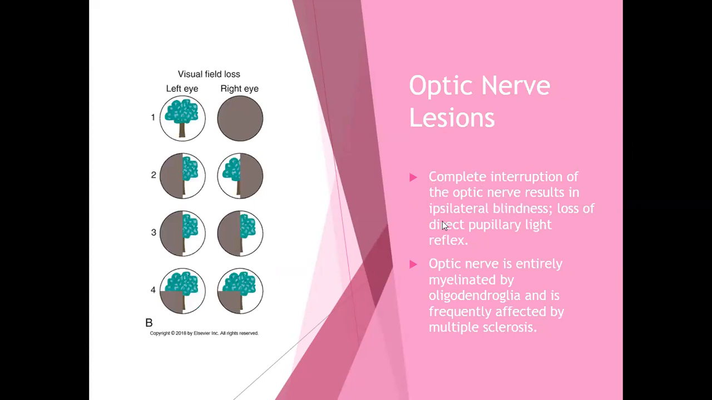Complete interruption of the optic nerve results in ipsilateral blindness on that side and loss of direct pupillary light reflex. So if your right optic nerve has a lesion, you're going to be blind in your right eye. The optic nerve is entirely myelinated by oligodendroglia and is frequently affected by multiple sclerosis. So a lot of times with MS, one of the first symptoms people report is visual disturbances.